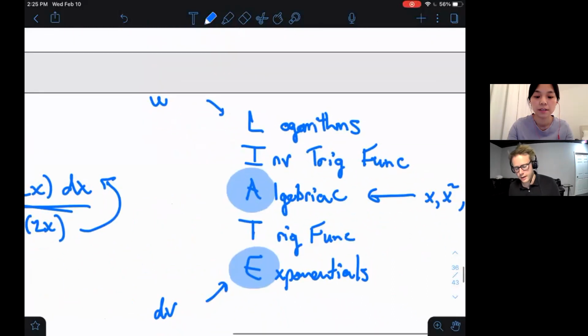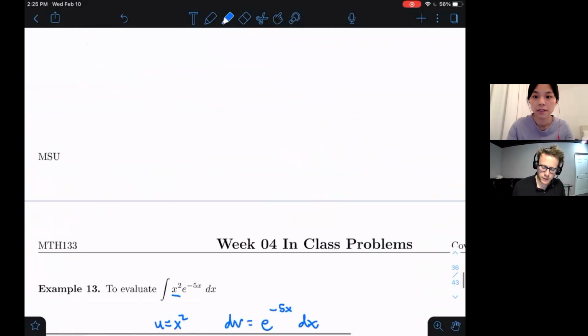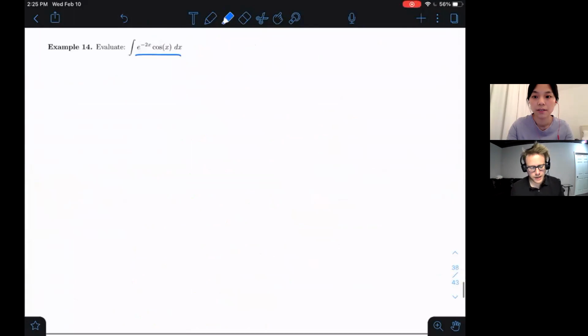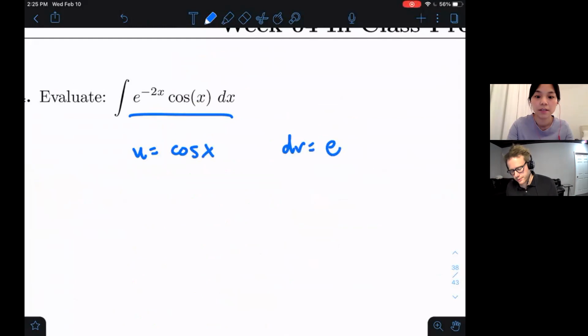So if we go back here, we see that we have an exponential and we have a trig function, two things that live quite low on the list. We're going to go ahead and let u be our trig function, and we're going to let our exponential be the thing that we're integrating, our dv. So u is going to be equal to our trig function, and then dv is going to be equal to our exponential.